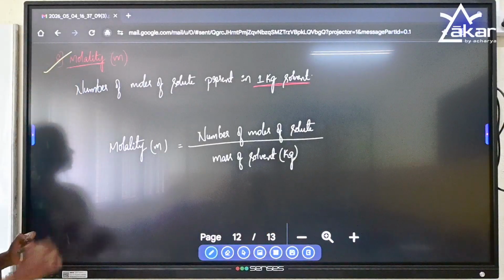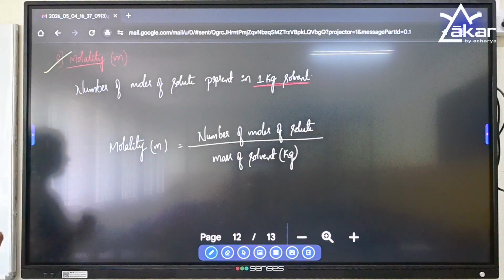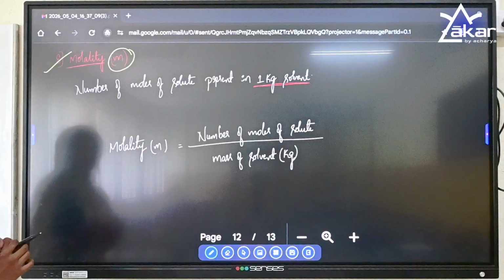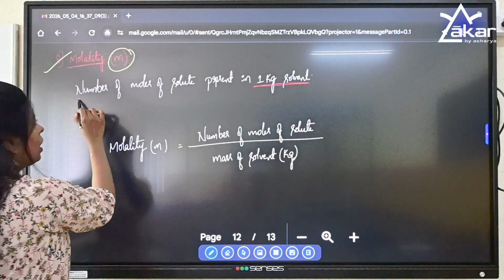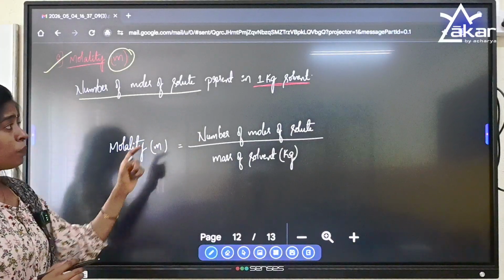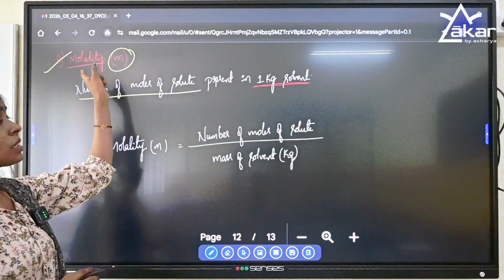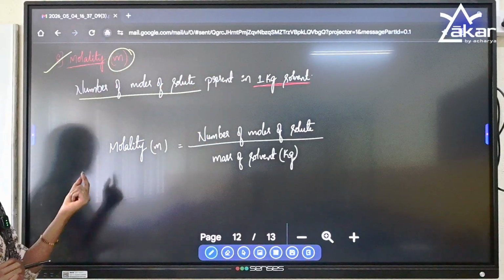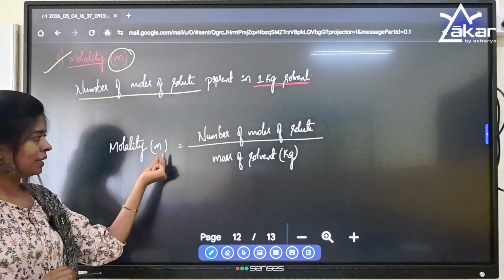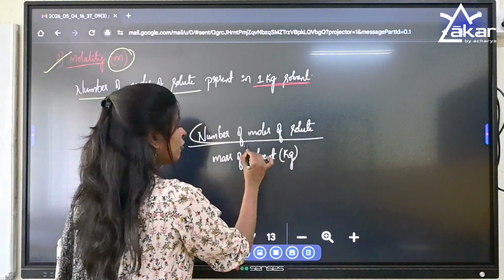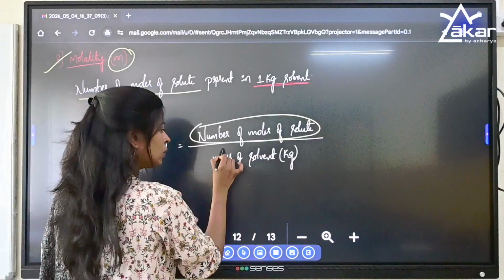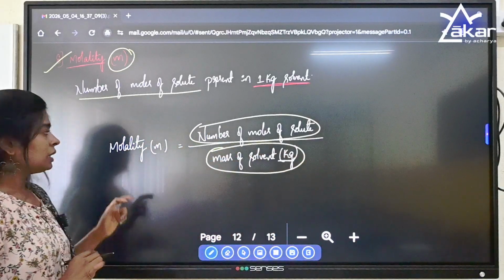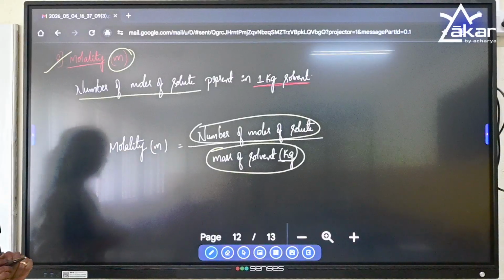So this is the last concentration term, which is nothing but molality, and this is represented by lowercase letter m, small letter m. Number of moles of solute present in 1 kg of solvent is nothing but molality. So what is the mathematical equation for molality? Molality, small m, is equal to number of moles of solute divided by mass of solvent which is taken in kg. This is the formula to calculate molality.